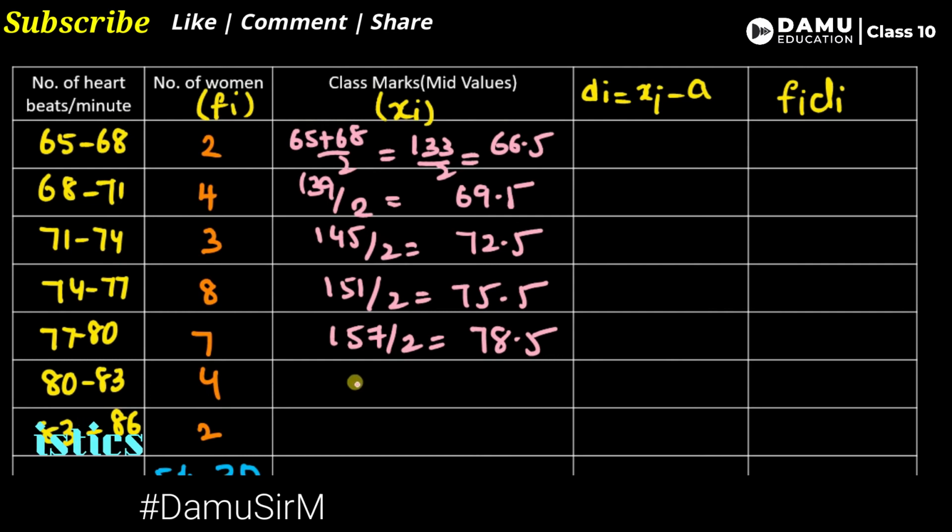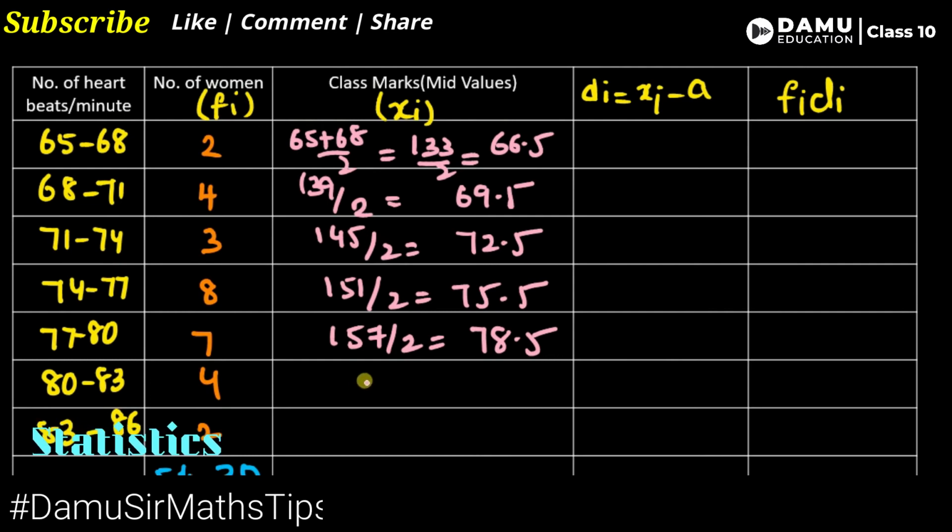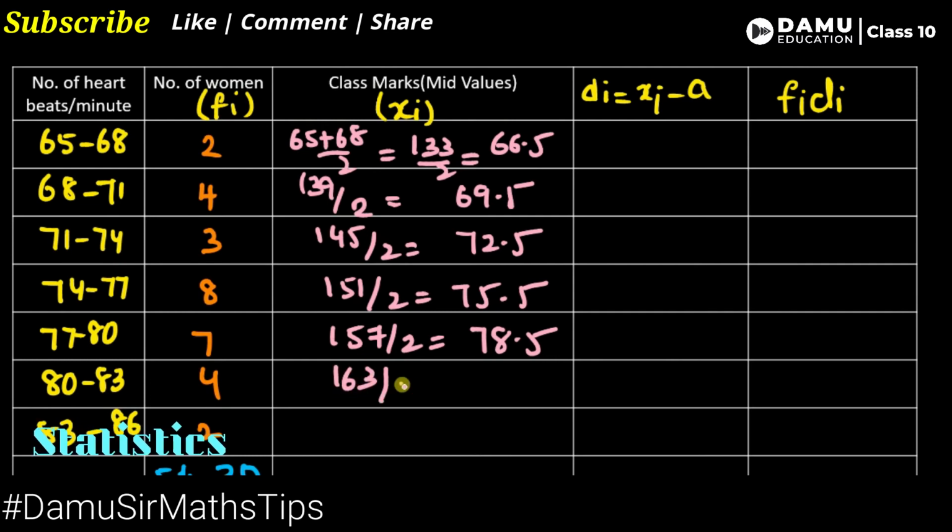80 plus 83, what will we get? 163 by 2. 163 by 2 is nothing but 81.5. Then 83 plus 86, that is 169 by 2. So 169 by 2 is 84.5. So these are the middle values.